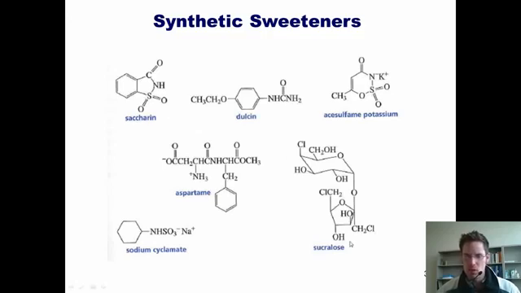Interestingly, with the exception of sucralose shown here, none of them really have carbohydrate structures. Saccharin over here, which is also known as Sweet'N Low, was the first synthetic sweetener to be discovered. It's about 300 times sweeter than glucose and has very few calories. Dulcin, shown here, is a synthetic sweetener discovered a little bit later. It has the advantage over saccharin of not possessing the bitter metallic aftertaste. However, it was later banned because of toxicity.